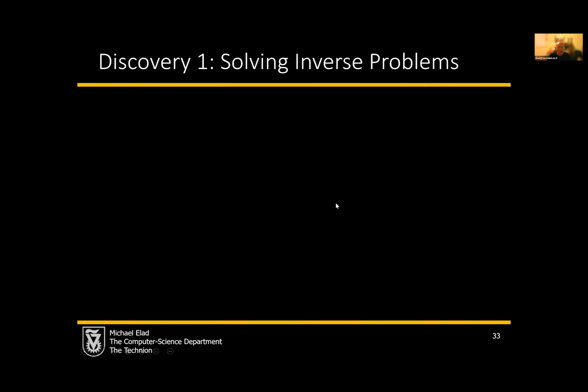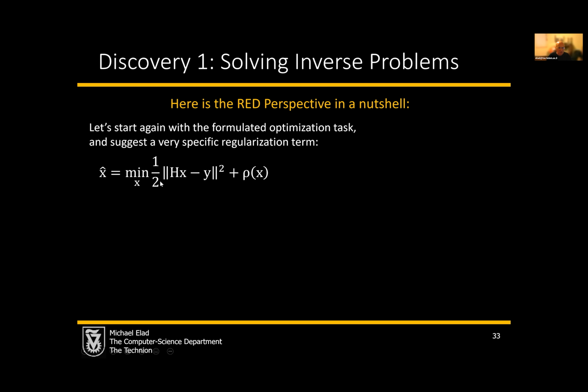Here is the RED option that we developed several years later. RED, regularization by denoising, starts from the very same place, this expression. But instead of doing this split of variables, what we do is to suggest a very specific expression for rho. We are suggesting this expression that has the denoiser inside. So we have an explicit expression for the prior. And why does this expression make sense? Let me just give you a sort of intuition.